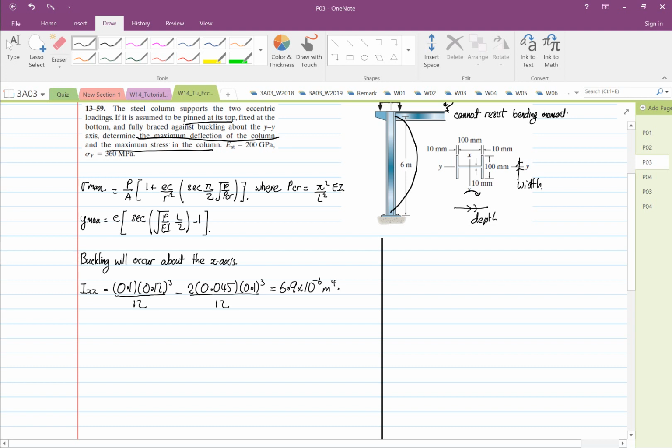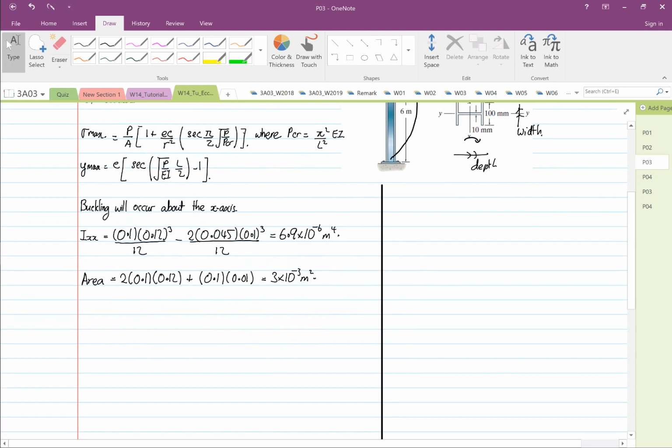Okay, so we have our I, then we need to find our area. So area will be equal to twice of 0.1 multiplied by 0.12, plus the web section of it, 0.1 multiplied by 0.01, and this we get 3 times 10 to the power minus 3 meters squared. So from here we need to find R.